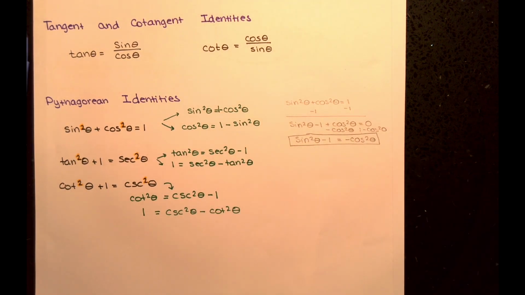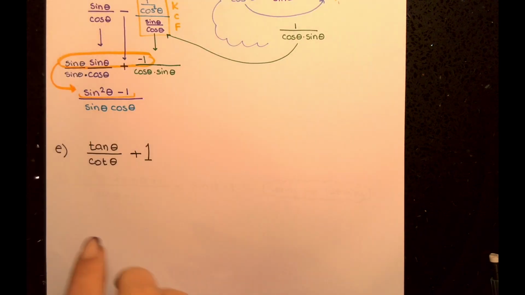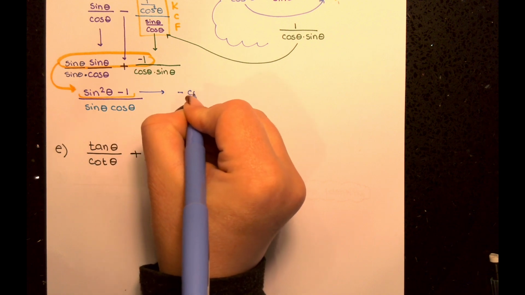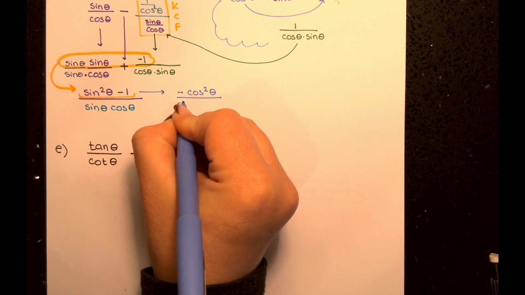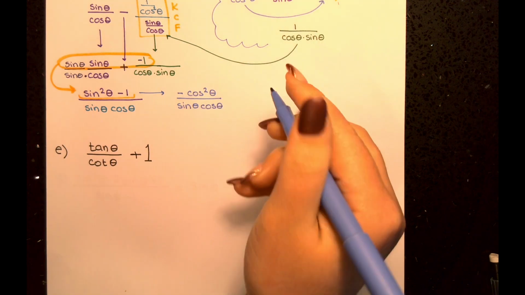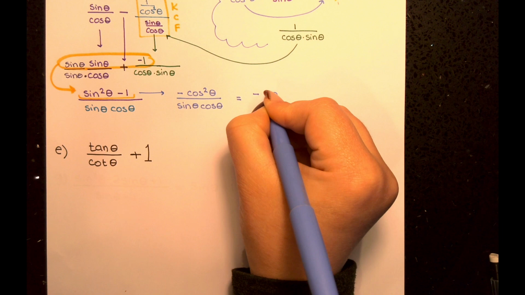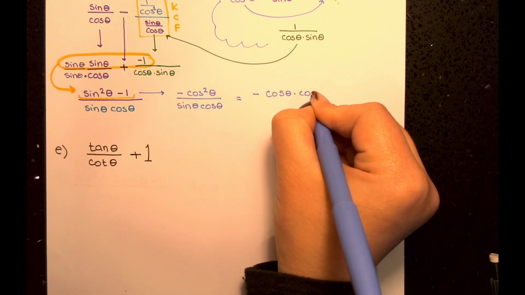So it ends up that, yes, we can manipulate it to work. That doesn't always happen, so be careful and double check. So sine squared of theta minus 1 is equal to a negative cosine squared of theta. So this one here can be negative cosine squared of theta over sine of theta cosine of theta. Just like we did here, we are going to rewrite cosine squared of theta as cosine times cosine.